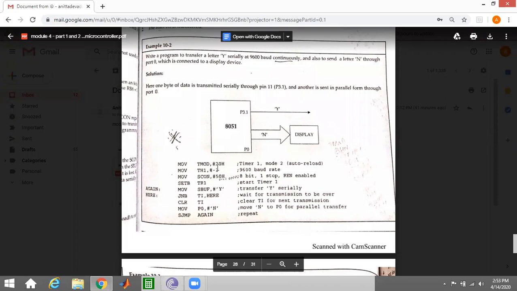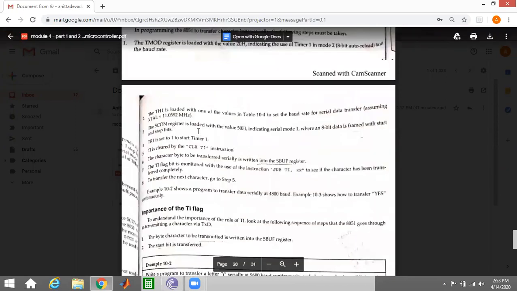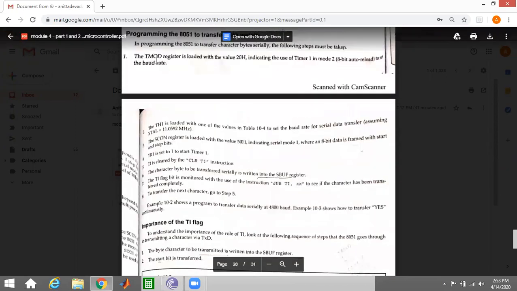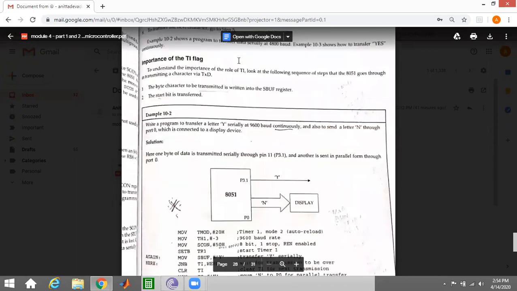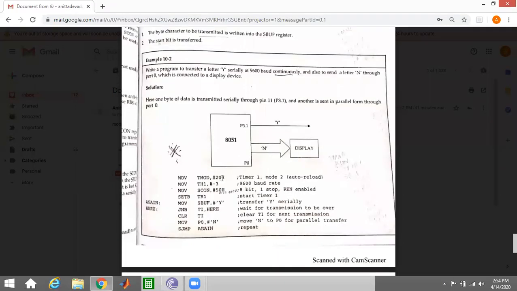Now coming to the program. The idea of the steps is the same; they are writing the same steps. What is step 1? TMOD is loaded with the value 20. That is the first step, so you have to write it as the first line: MOV TMOD, #20.